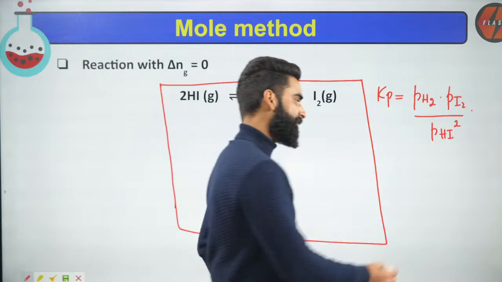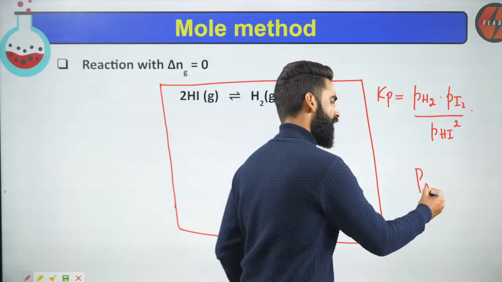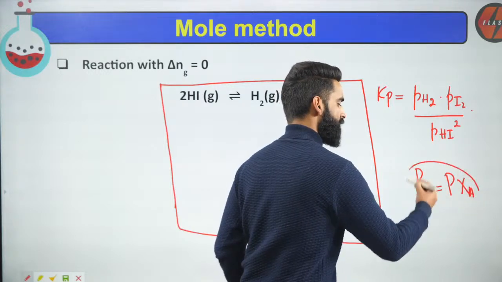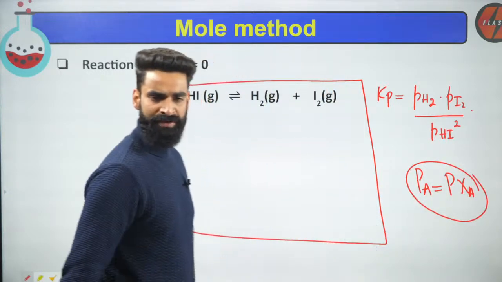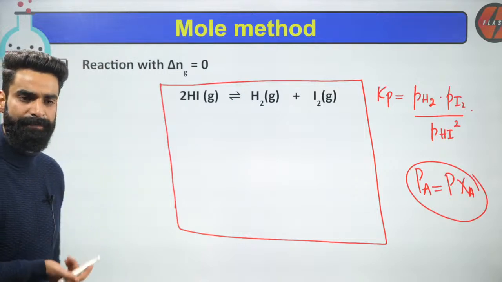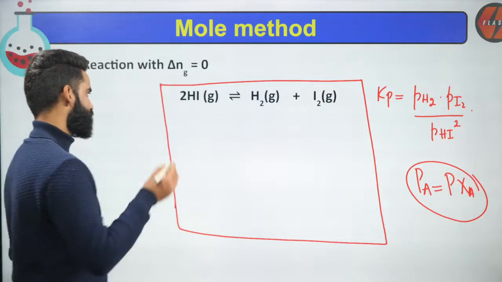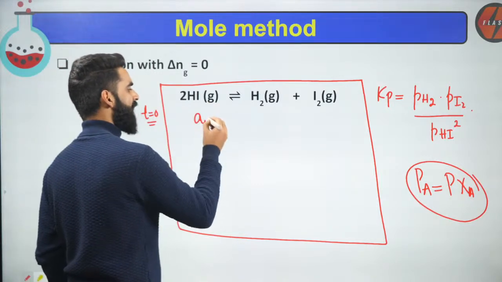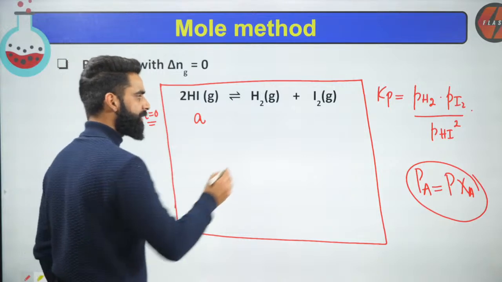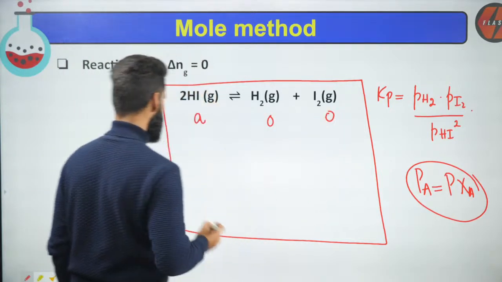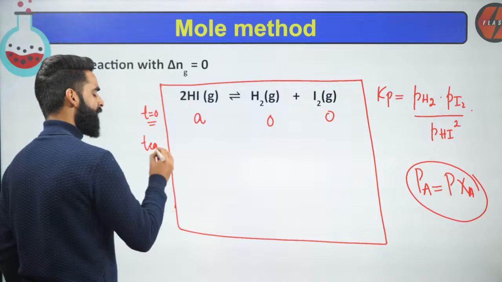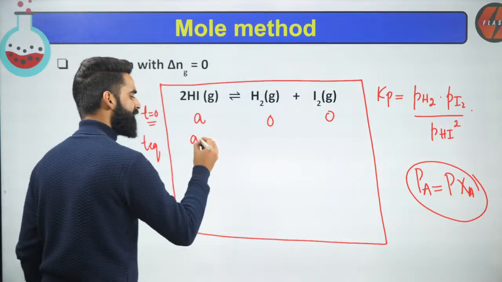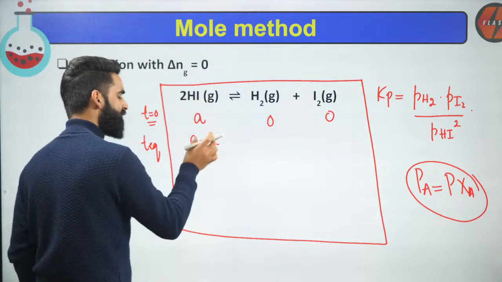As per Dalton's law of partial pressure, if you remember, partial pressure of a component is always equal to total pressure multiplied by mole fraction. Do you remember this? Absolutely. Now see, guys. At time t is equal to 0, let's assume I have got A moles of HI, and the products are going to be 0. And at equilibrium, I'm assuming out of A moles of reactant, X moles have got converted into products. So I'll be left with A minus X moles of reactant at equilibrium.